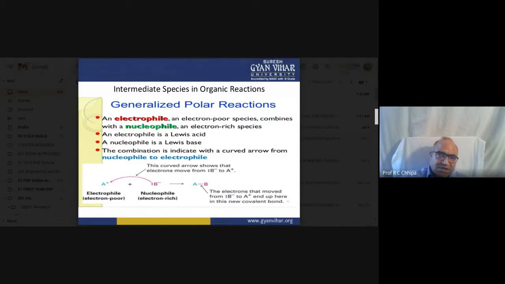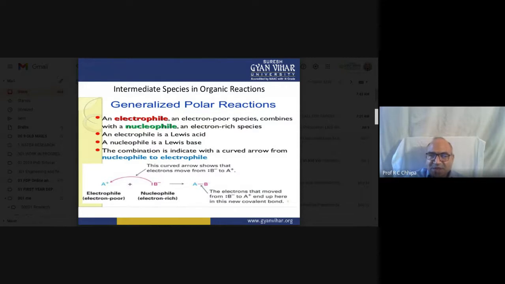You can see on the screen, the electrophile, an electron-poor species, combines with the nucleophile, an electron-rich species, and the electrophile is a Lewis acid. We have already discussed the acid-base concept, the Lewis acid concept. The electrophile itself is the Lewis acid, because it is electron loving. So electron rich, electron poor. Lewis acids are those compounds that are electron pair acceptors, because they have a scarcity of electrons.